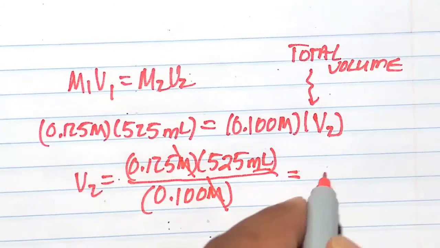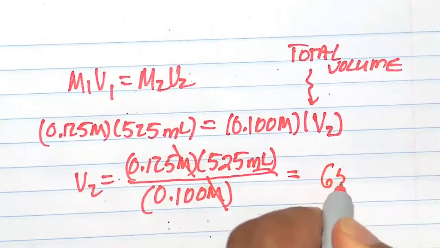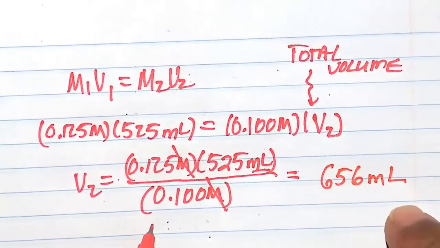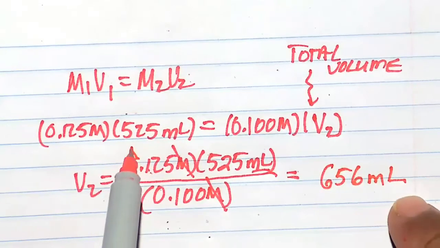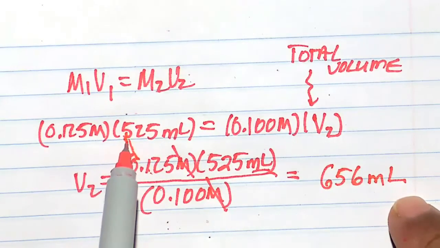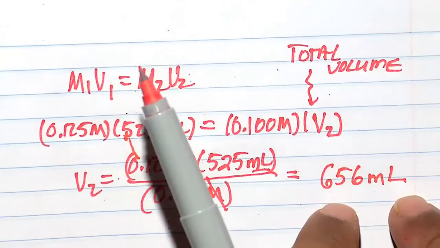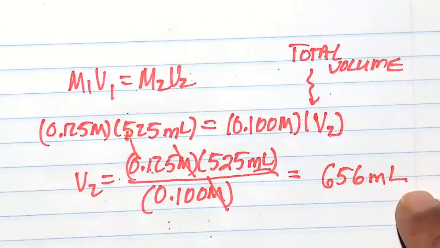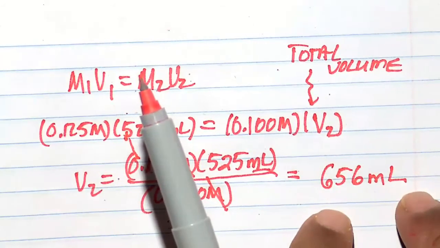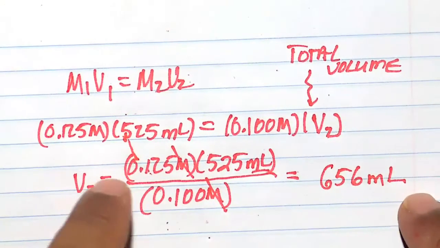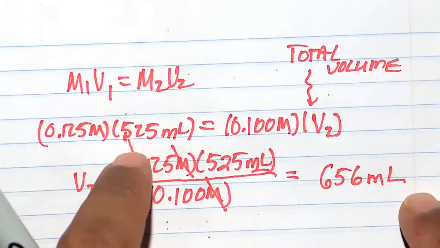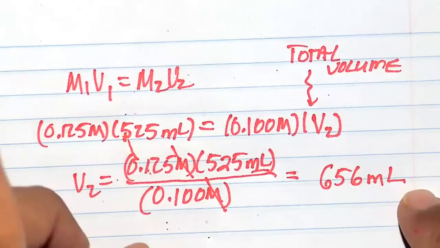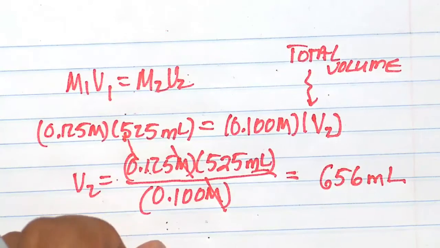So we have 656 milliliters. Right, so the answer is you don't just dump 656 milliliters to this. What you do is you have to subtract. So you're going to take 656 milliliters. Remember, this has to be the total volume. So if you dump 656 milliliters and write that as your answer, your total volume is going to be, what is that, 656 plus 525, 1200 or so milliliters. So that's not the right answer.